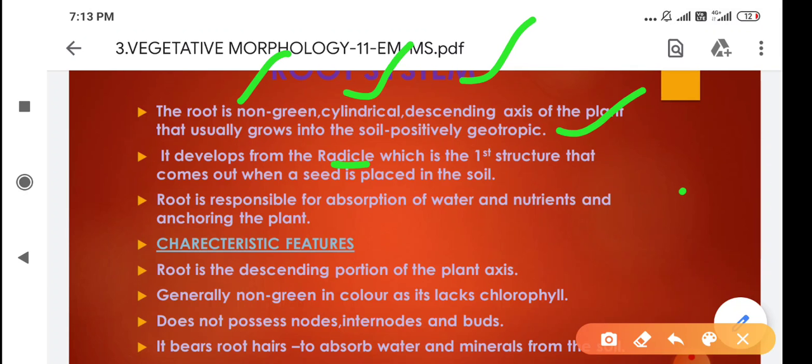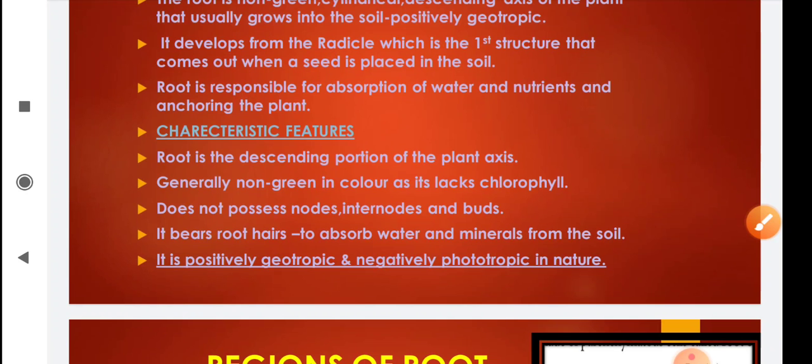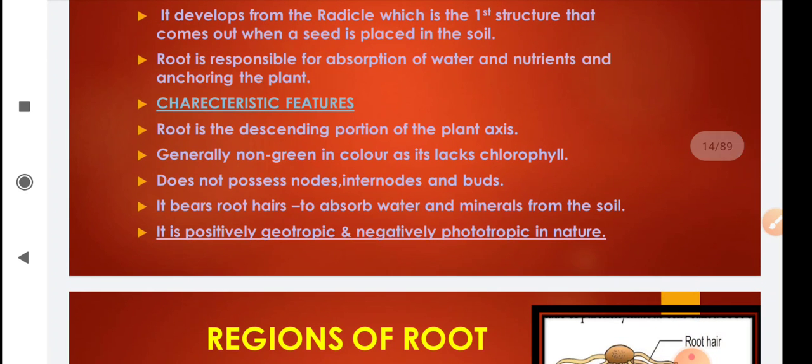Root is responsible for absorption of water and nutrients and anchoring the plants. The role of root is absorption of water and minerals and anchoring the plant on the soil. Then the characteristic features: root is the descending portion of the plant axis, generally non-green in color, and it lacks chlorophyll. It does not possess nodes, internodes and buds. It bears root hairs to absorb water and minerals from the soil. It is positively geotropic and negatively phototropic in nature.